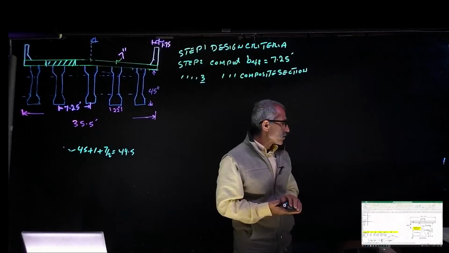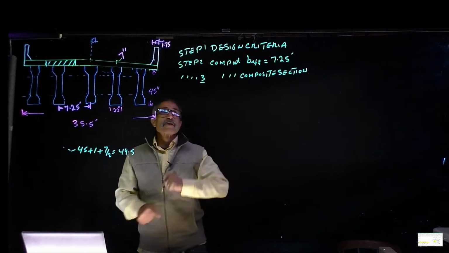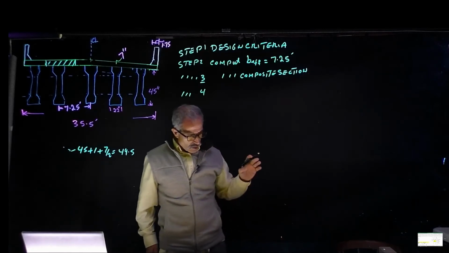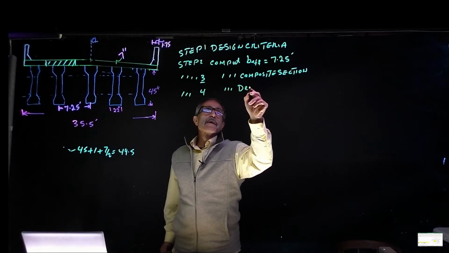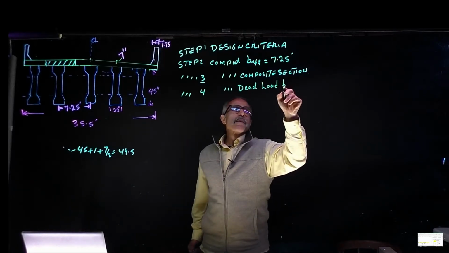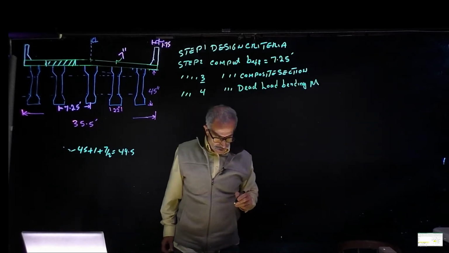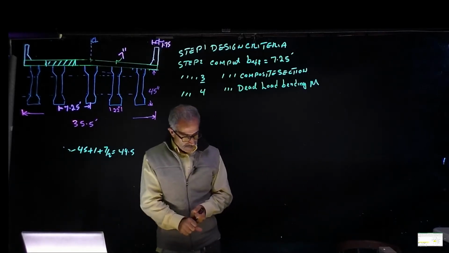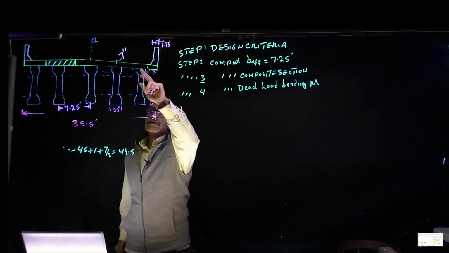Let me get rid of this, and we can proceed to step number 4. Step number 4 is going to be compute the dead load bending moment. We're going to start out with the dead load of the slab or the deck.